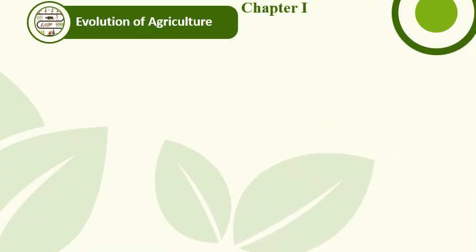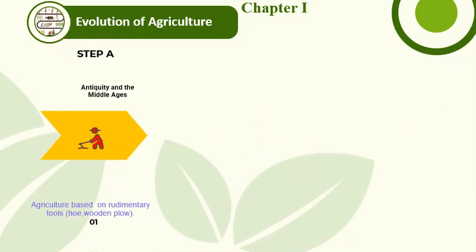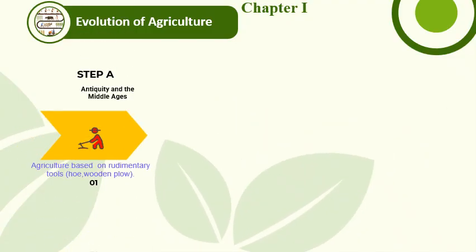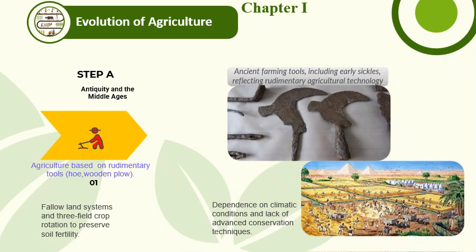The first stage corresponded to antiquity and the Middle Ages. During this period, agriculture relied on rudimentary tools such as the hoe and the wooden plow. Farmers used systems like fallow land and the three-field crop rotation to maintain soil fertility. However, agricultural production was highly dependent on climate conditions and conservation techniques were still very limited. This stage represents the early foundation of agricultural practice.